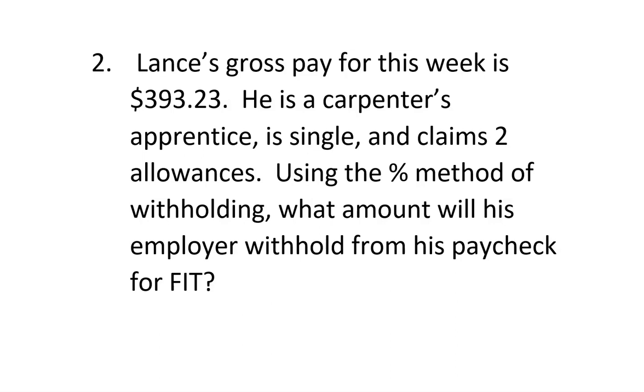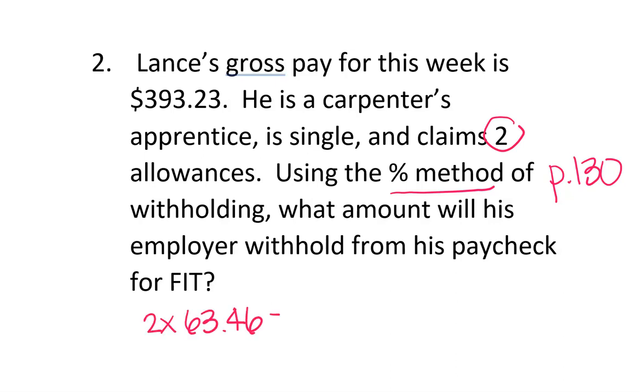Here we go. Number 2, Lance's gross pay for this week is $393.23. He's a carpenter's apprentice, is single, and claims 2 allowances. Using the percentage method, again, this is on page 130, of withholding, what amount will his employer withhold from his paycheck for FIT? So first of all, each weekly allowance is $63.46. He claims 2. So 2 times $63.46 is $126.92.